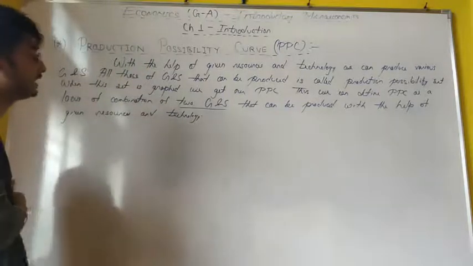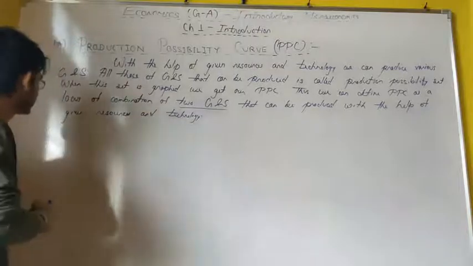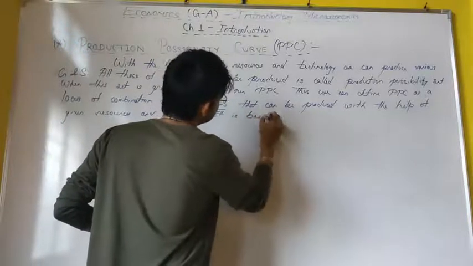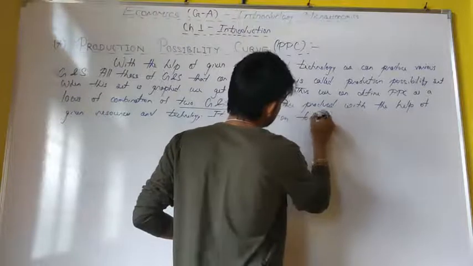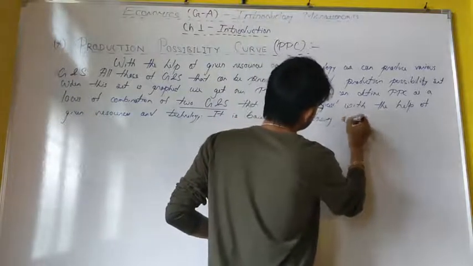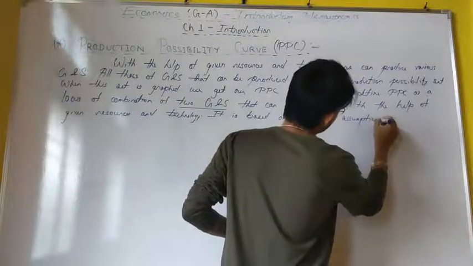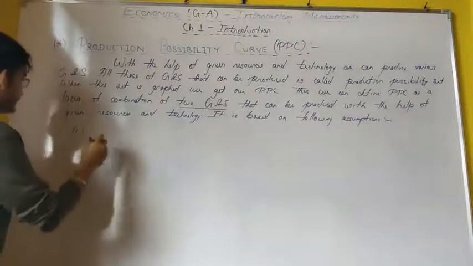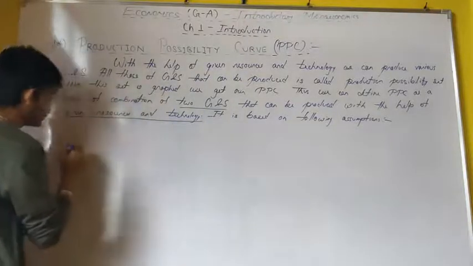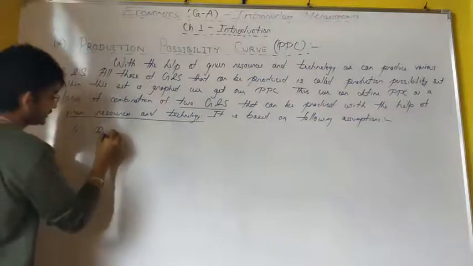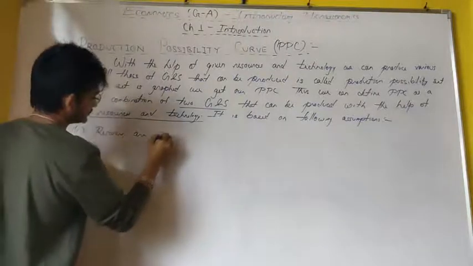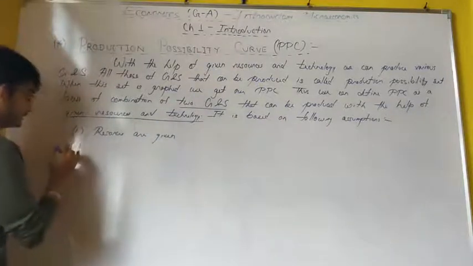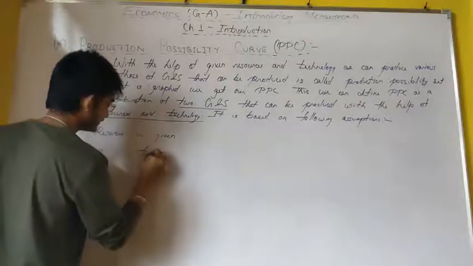Well, this production possibility curve is based on some assumptions. Following assumptions. The first assumption we can directly write from here, given resources and technology. So the first assumption is that resources are given. Then, resources are fully utilized.